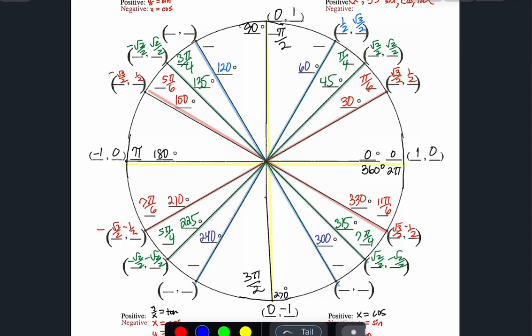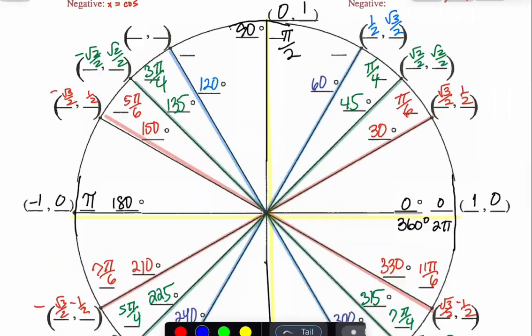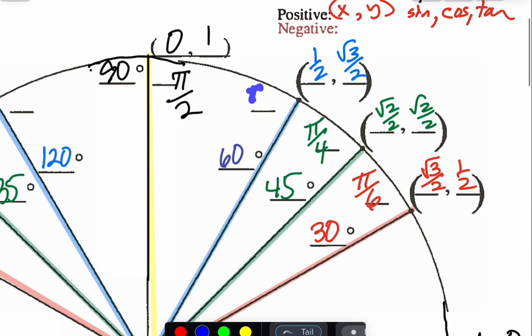How many times does 60 go into 180? What do you think? 60 goes into 180, how many times? 3 times. So this one is pi over 3.